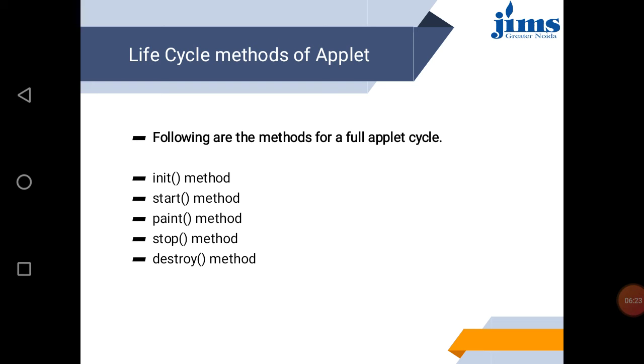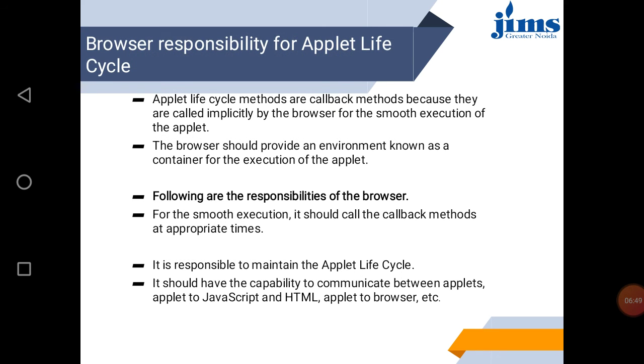In the init method, we initiate applet execution, and once the start method gets executed, your applet is ready to serve, and the paint method is used to show something on the screen or window. When we call the stop method, it stops the applet, and the destroy method destroys the object which was created. So the applet is visible at the client machine only because of the web browser.